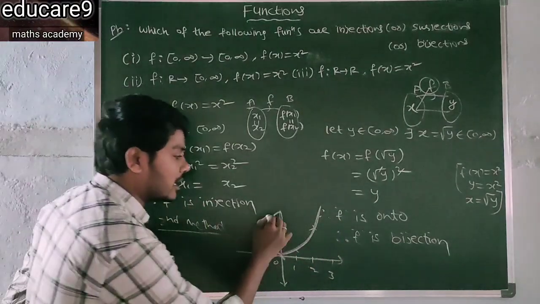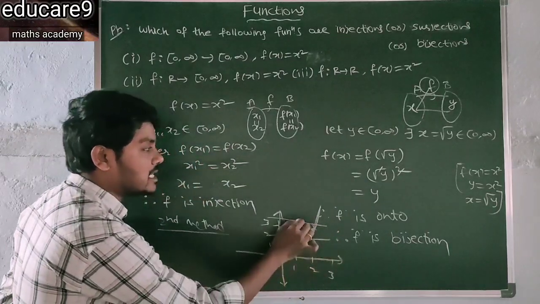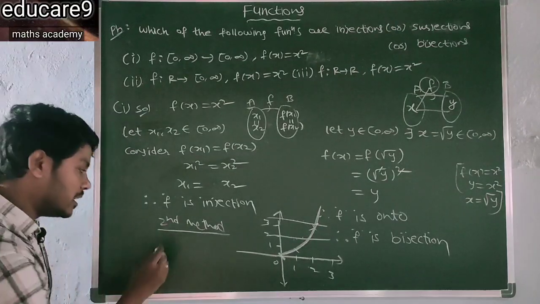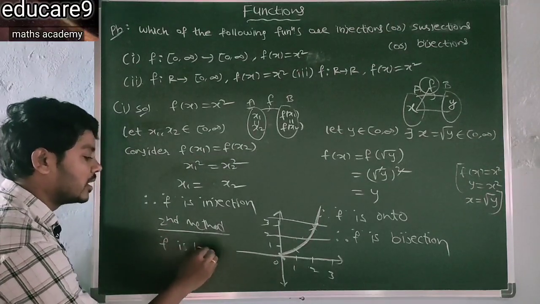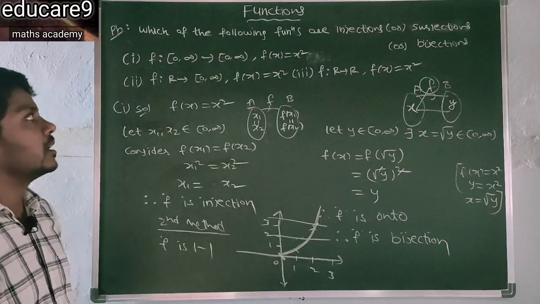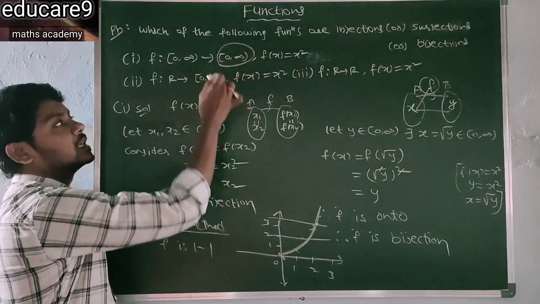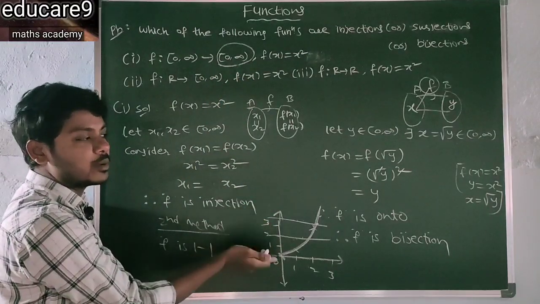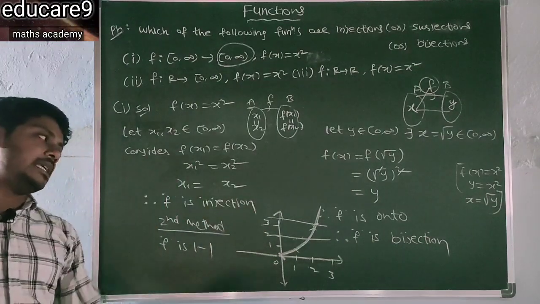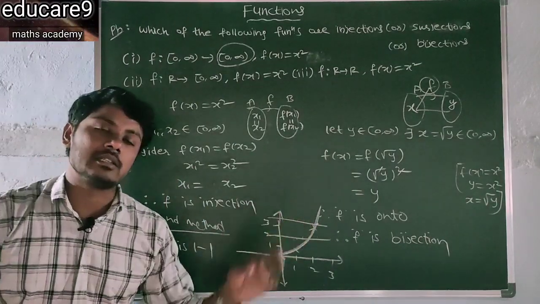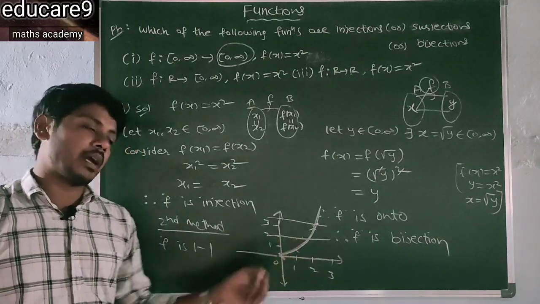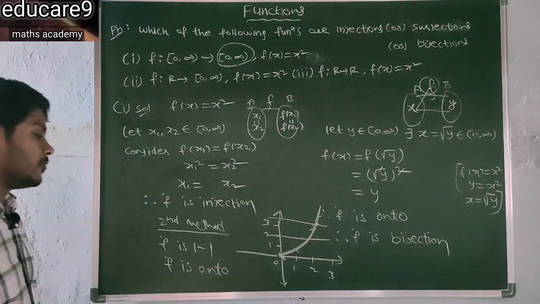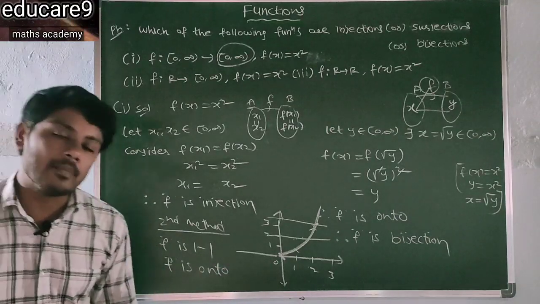Now draw the horizontal lines. Clearly, each and every horizontal line touches the given graph at a single point. In that case, f is 1-1. For onto function, we have to observe the codomain, that is 0 to infinity, which means above the x-axis. So draw the horizontal lines above the x-axis. In that case, each and every horizontal line touches the given graph at least one point. Therefore f is onto. So from both cases, f is a bijection.